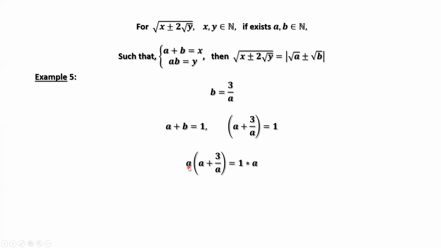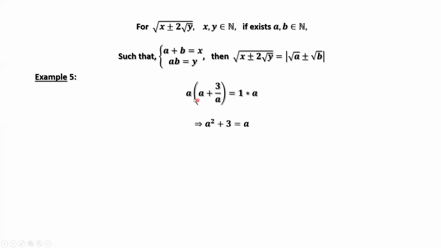A times a, that's a squared. A times 3 over a, that's 3. A times 1 is a. Move a to the left-hand side. This is a quadratic equation. If you use quadratic formula, you can find this quadratic equation has no real solution. So here, from this result, we want to find positive integer solution.